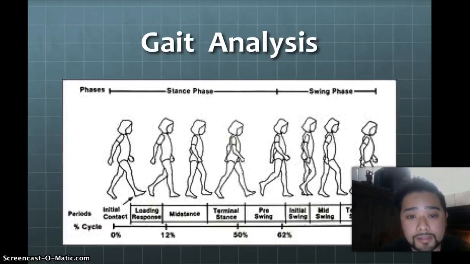There's our gait analysis. There are two phases. First phase would be under stance phase. The second phase would be called swing phase. Under stance phase, there's our initial contact, loading response, mid stance, terminal stance, and under swing phase there are pre-swing, initial swing, mid-swing, and terminal swing.